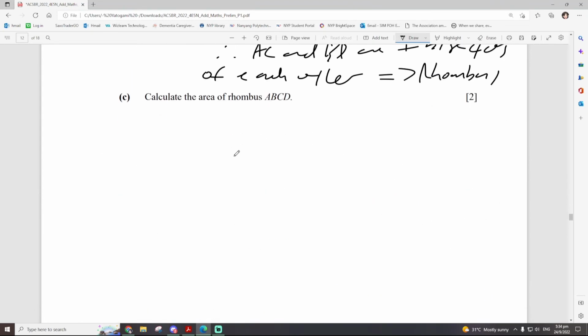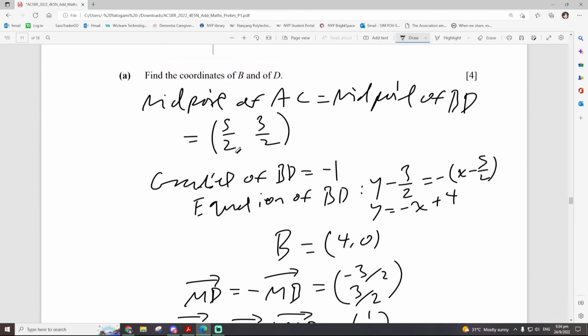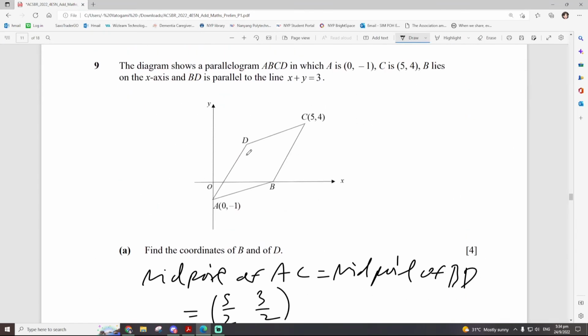Okay. Calculate the area of rhombus ABCD. So I can use the shoelace method, of course. You could consider all 4 points, but I'm only going to consider 3 points, A, B, D, and take twice the area of triangle ABD as my answer. Now, in the shoelace method you usually have a half on the outside. Because it's twice, I can eliminate the half.